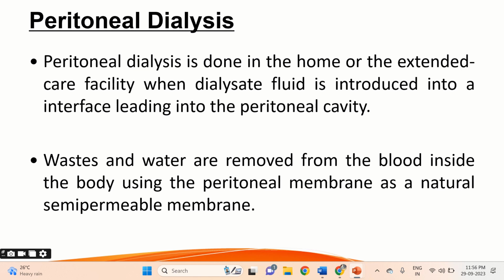fluid is introduced into the peritoneal cavity. Waste and water are removed from the blood inside the body using the peritoneal membrane as a natural semi-permeable membrane.